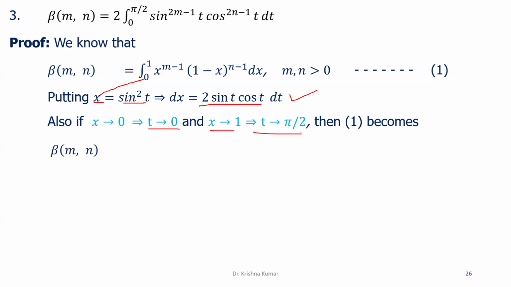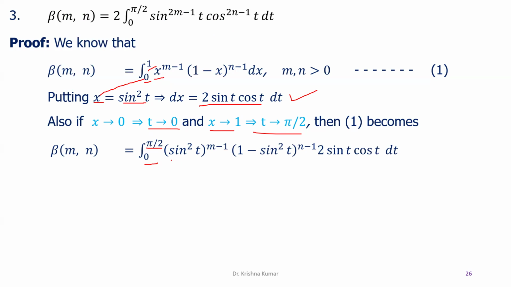Hence 1 becomes beta of mn is equal to integration under the limit 0 to pi by 2, x is sine square t whole to the power m minus 1, 1 minus x is sine square t whole to the power n minus 1, and dx is equal to 2 sine t cos t dt.